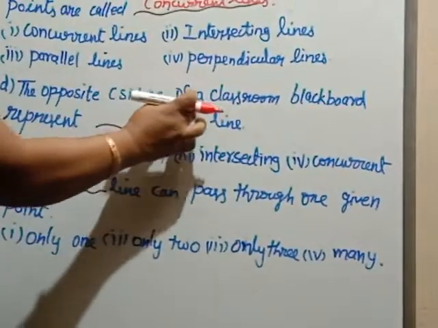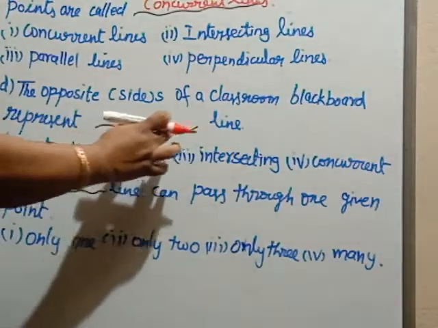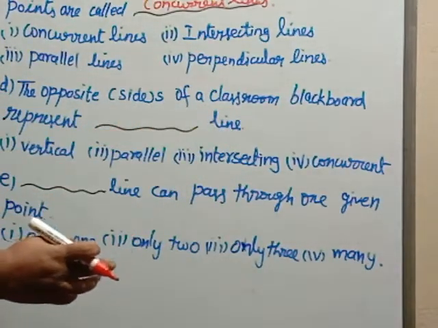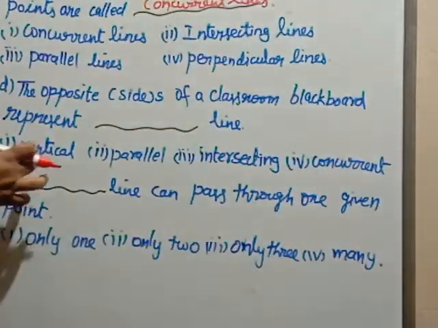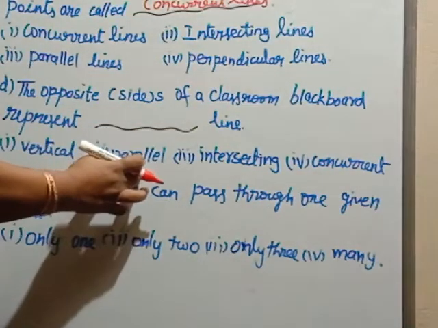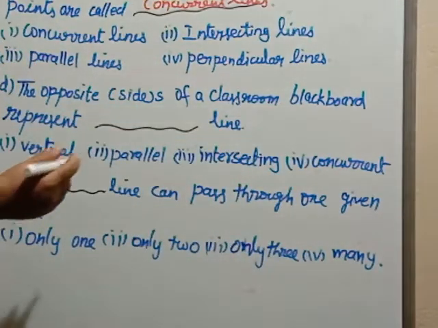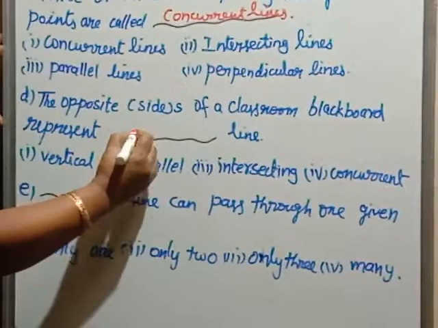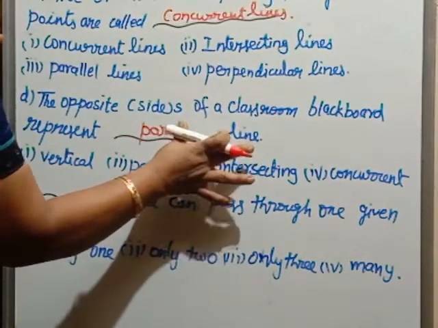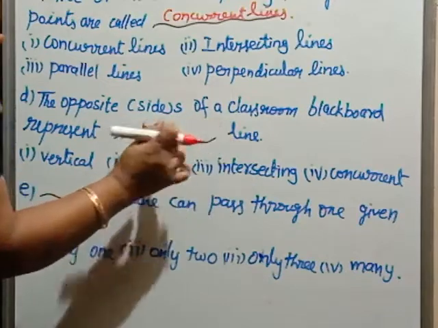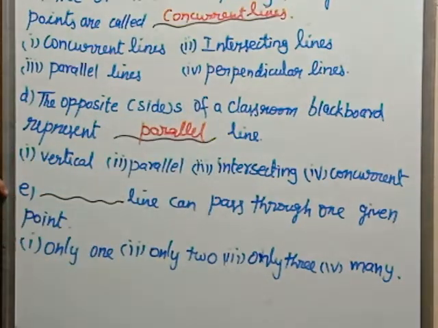The opposite sides of a classroom blackboard represent dash lines. Now you see the board. Opposite sides are what type of lines? Whether vertical or parallel or intersecting or concurrent. Which one is correct? Both the sides are parallel. So we have to write parallel lines.